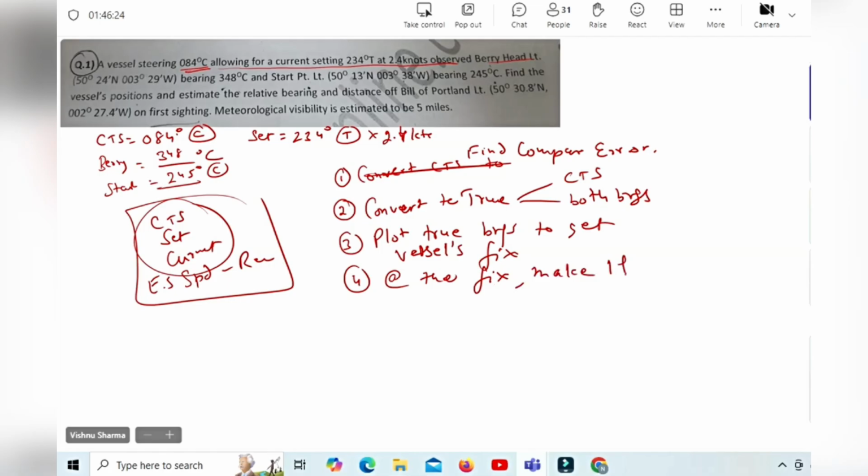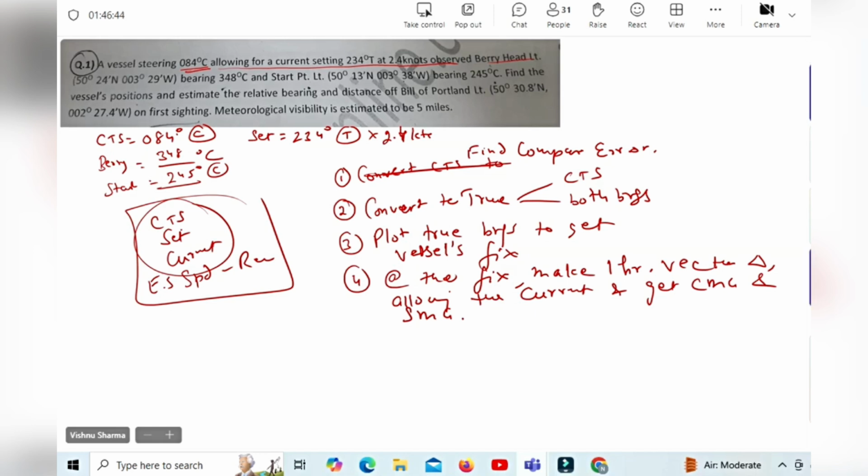make one vector triangle allowing for the current and get CMG and SMG. Yes or no? At that place, you can make the vector triangle. You have four elements: CTS, set, rate, and engine speed. You can allow for current and get the vector triangle. Now, the vessel will be on this position line, the CMG line. Why? Because it is passing through the fix. So now, what will you do next?